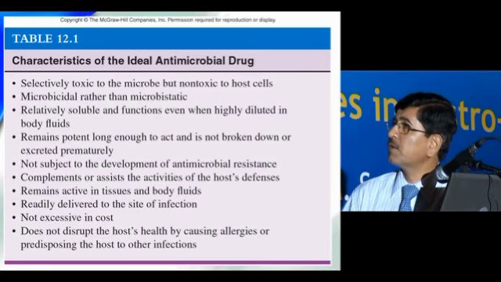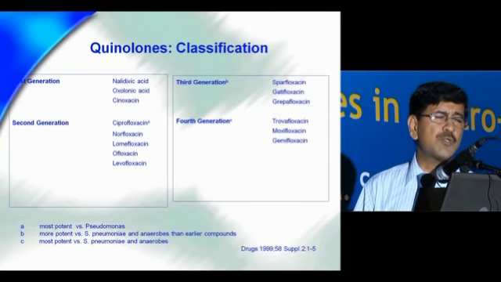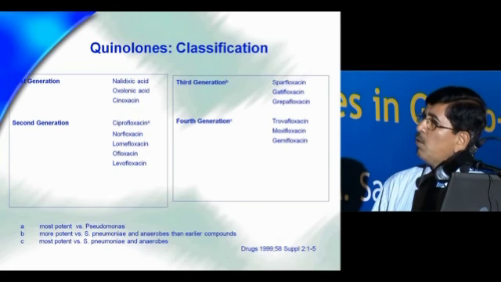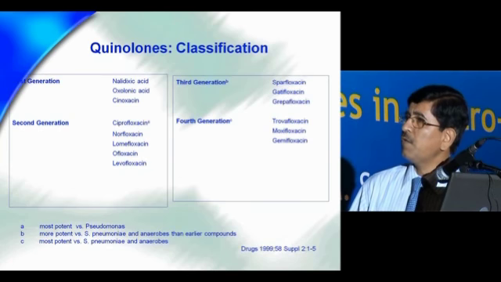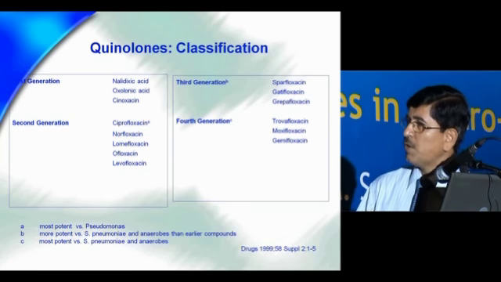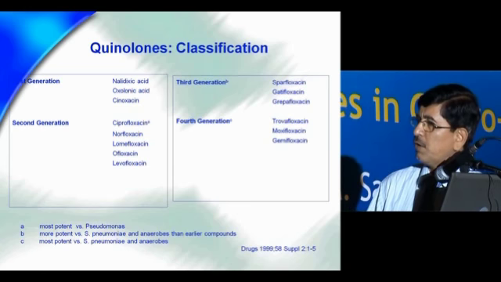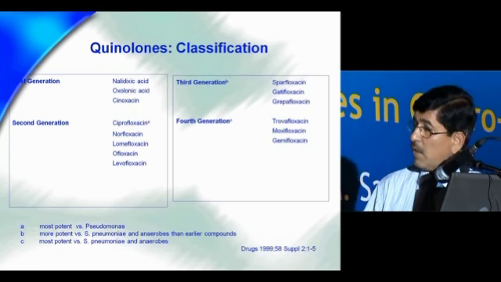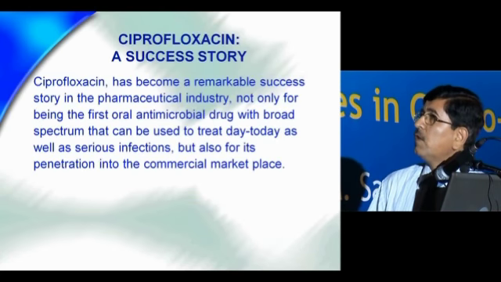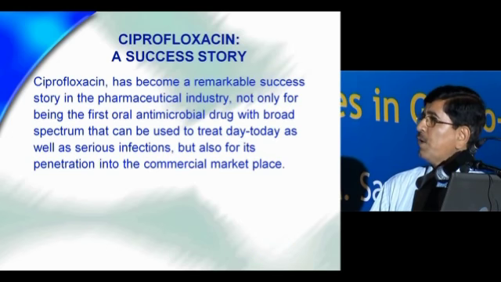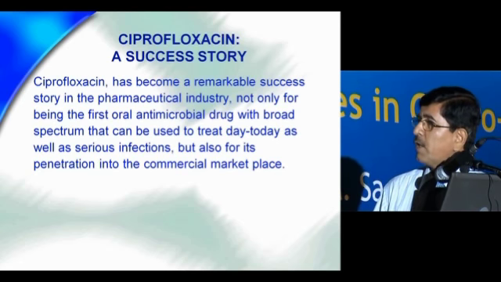As time passes and new drugs come up, we have the first, second, third, and fourth generations of quinolones. Among the second generation, ciprofloxacin is the drug most potent against certain organisms, like Pseudomonas. Ciprofloxacin has become a remarkable success story in the pharmaceutical industry, not only for being the first oral broad-spectrum antimicrobial drug that can be used to treat day-to-day as well as serious infections, but also for its penetration into the commercial marketplace. This is the structure of ciprofloxacin.